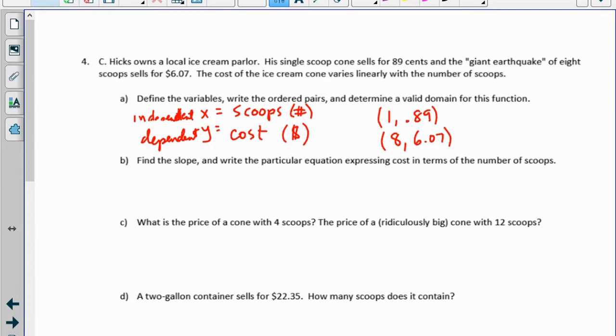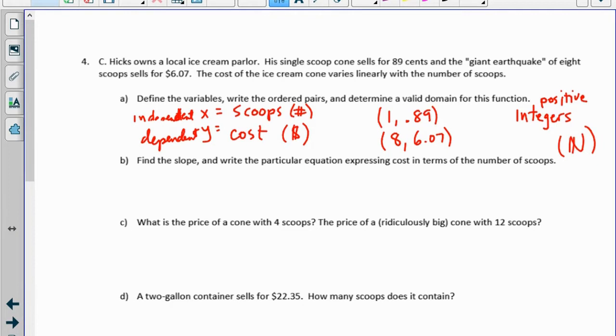The valid domain for this problem is going to be the integers. Actually, the positive integers. Because I can't have a negative value of scoops, and I can't have a fractional scoop. So the positive integers are going to be the domain for this problem, which we can also call the natural numbers, or N.